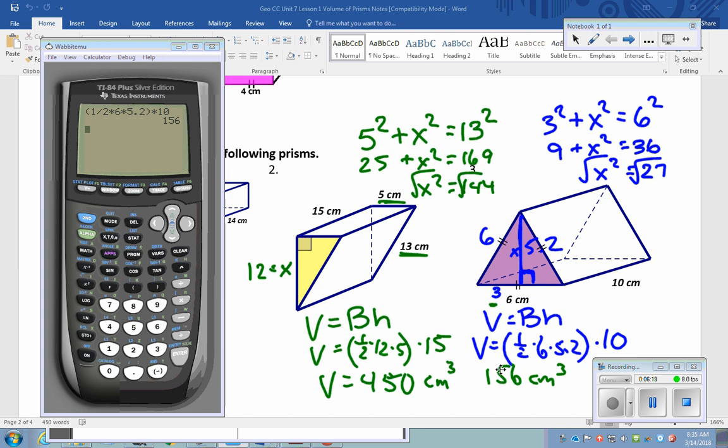So before you do any of the problems, make sure that you have all the measurements you need. And like we did here in the second problem and the third problem, you may have to use Pythagorean theorem or sine, cosine, tangent to find one of the missing values.